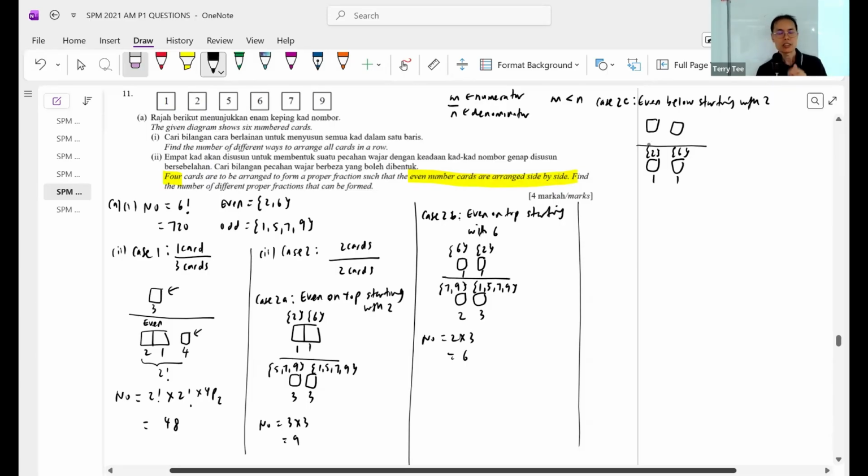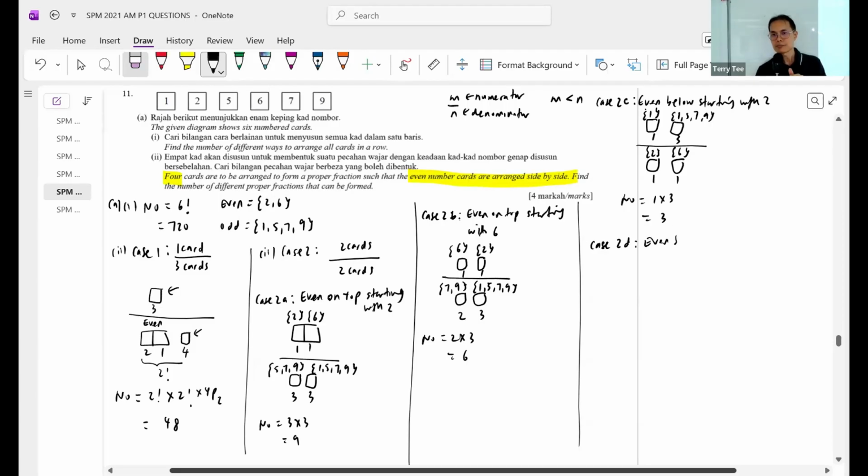Your odd, you want your denominator to be bigger, numerator to be smaller. So you have to start with what? Start with 1. You cannot start with 3. You can't start with 5. This one is 1579. So this is 1, this is 3. Correct? So how many ways? Number of ways will be 1 by 3. Answer 3.